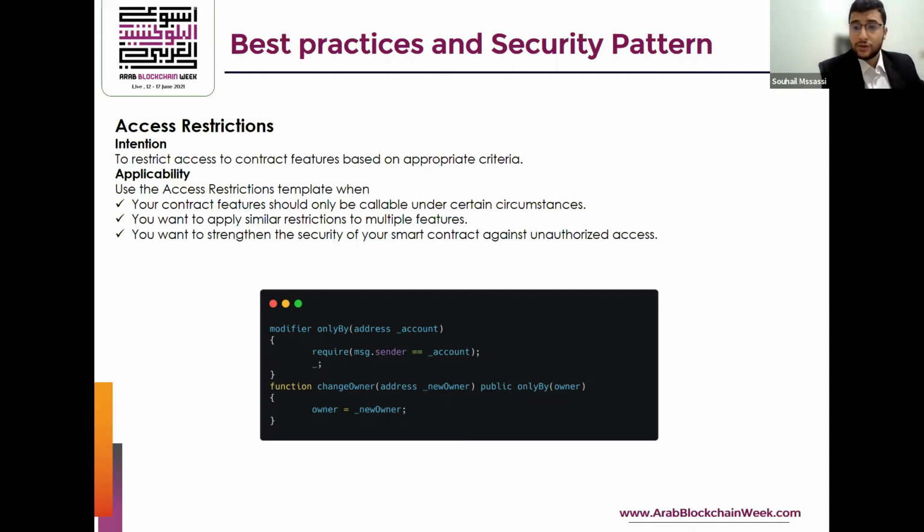So there are a lot of security patterns, like for example, access restriction. So in each call, I should know exactly who is authorized to make this call. And of course, when I know who is authorized, I should do some kind of verification through a modifier, through some if statements. And of course, it's very important to make this kind of restriction.